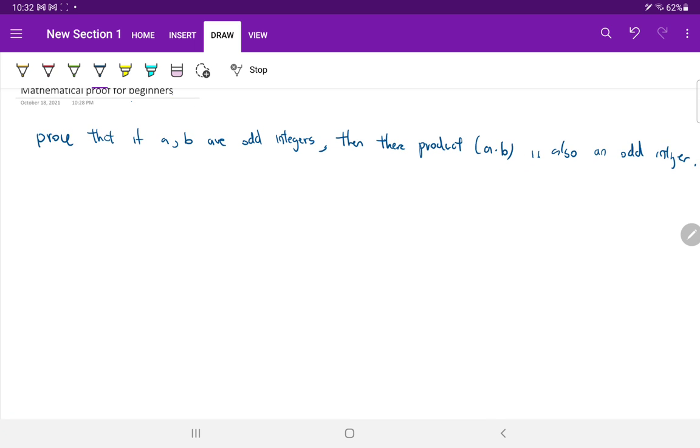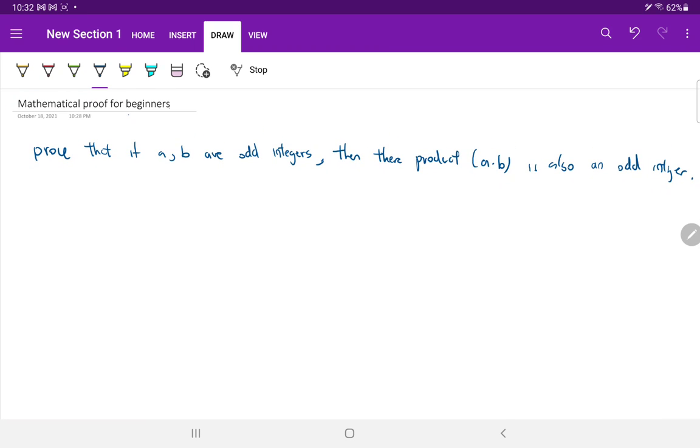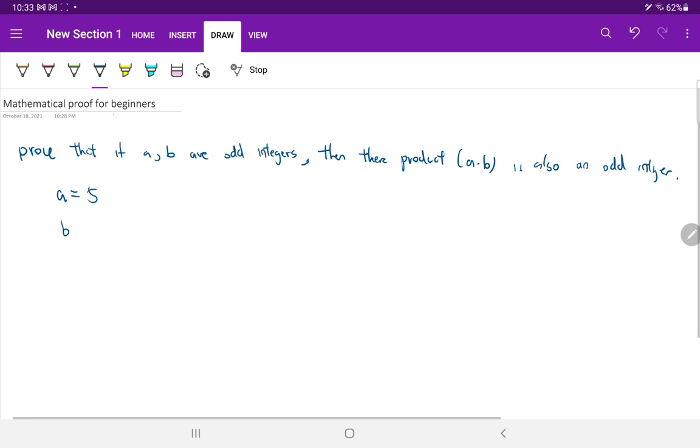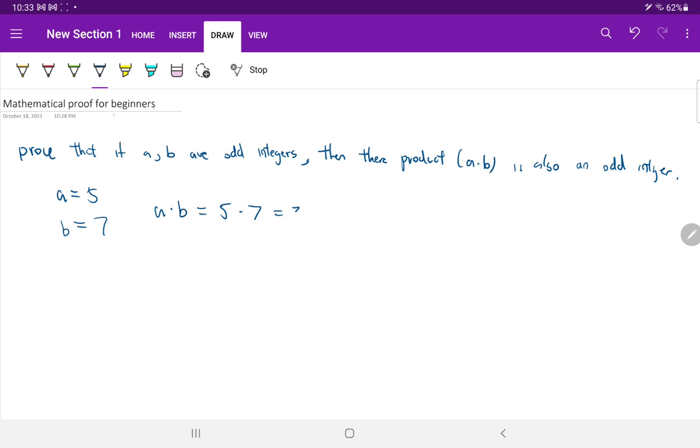A lot of people who are not familiar with mathematical proof see such a question and just think, well, let's say a is equal to 5. 5 is an odd integer, right? Then they set b equal to another odd integer, like 7. If I multiply a by b, 5 times 7, I get 35, which is an odd integer. Therefore, I just proved that an odd integer times another odd integer gives me an odd integer. Well, that's false. If you do this in your math exam, you get a 0.